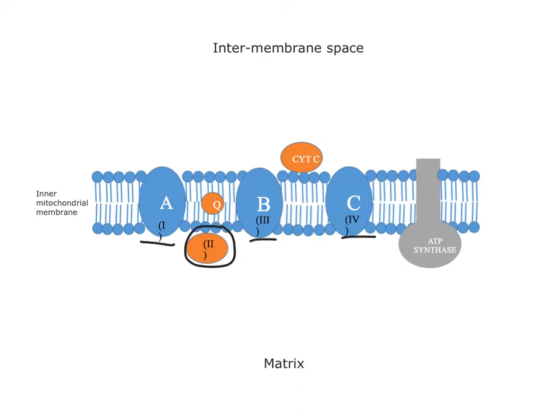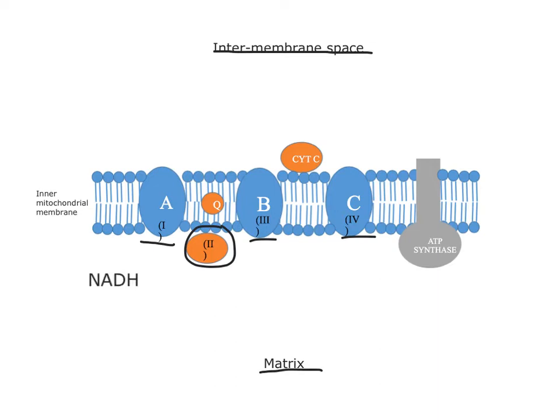It's also important to be aware of the orientation of this membrane. So at the top we're talking about the intermembrane space. Okay, so that's going to be between the outer and inner membranes of the mitochondria, and of course the matrix down at the bottom. So that's the orientation of this membrane.